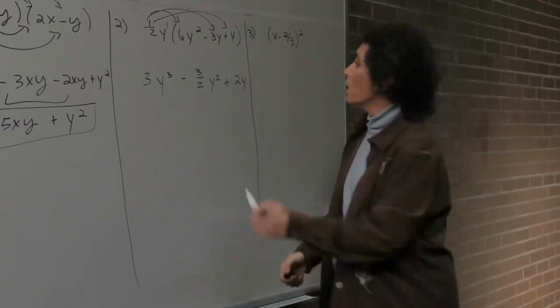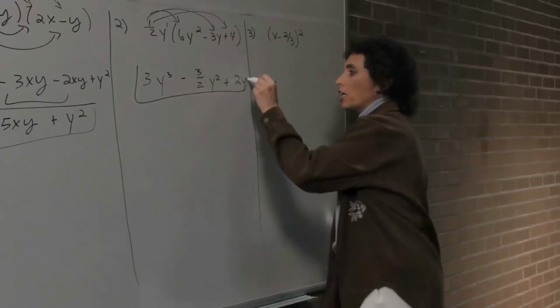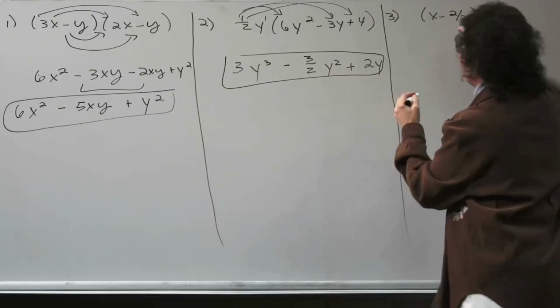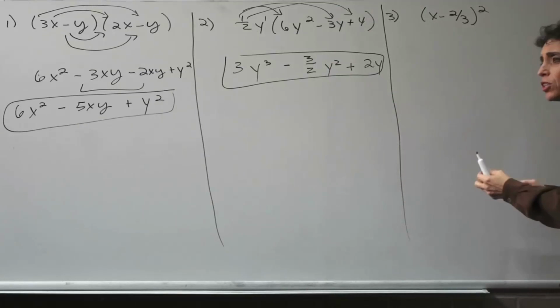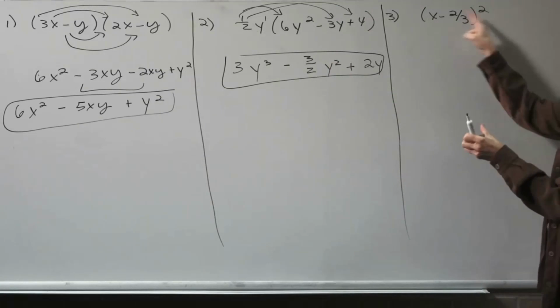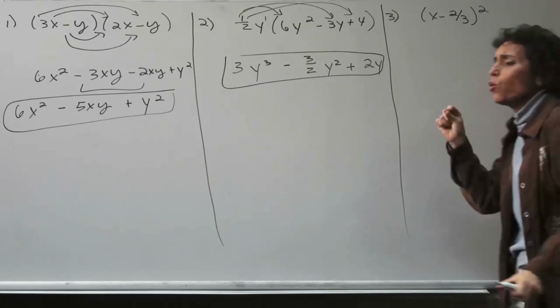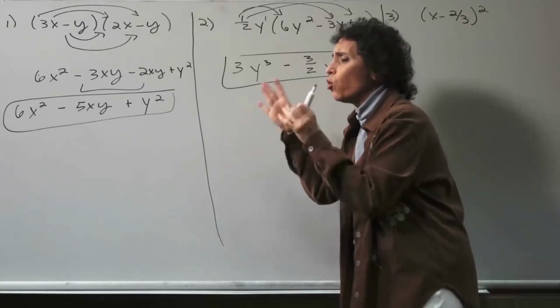Rolling along. All right, let's go to 3. Okay, now look. Beware. Here's the problem with this problem. I know that you all want to square each piece. That only works with factors. Power to power only works with factors.